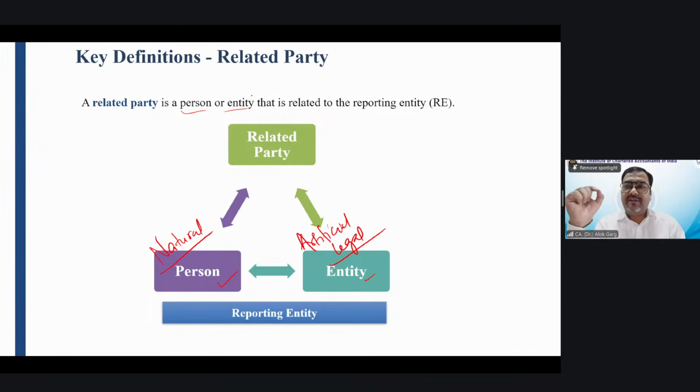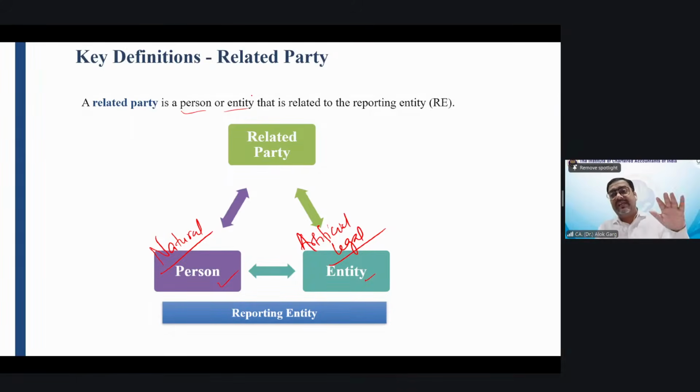Who is a reporting entity? A reporting entity is an entity which is reporting the financial statement, which is reporting these transactions in the notes to accounts of the financial statement. That is known as a reporting entity, right? And who is a related party?